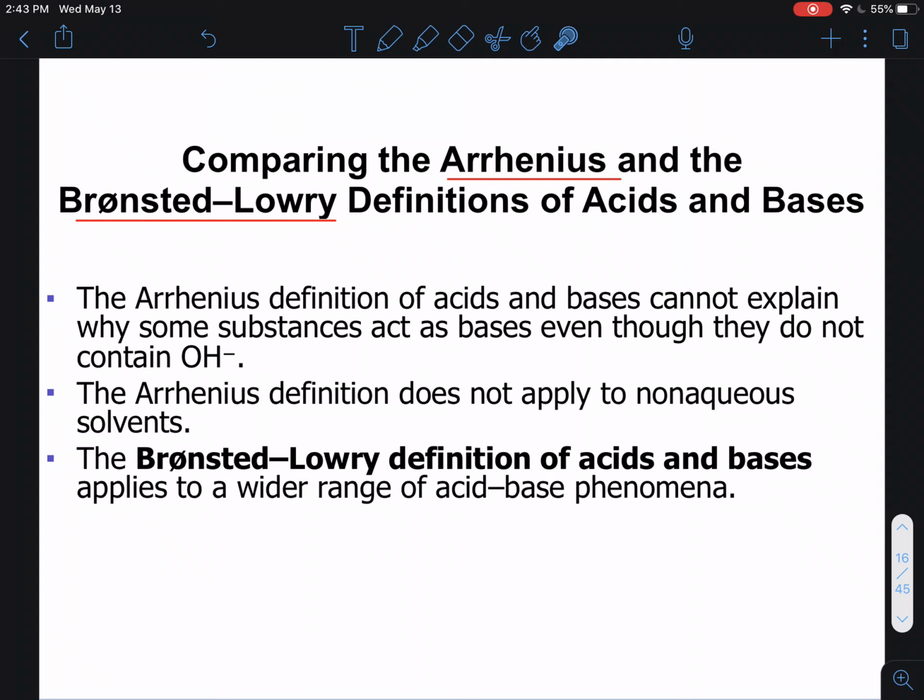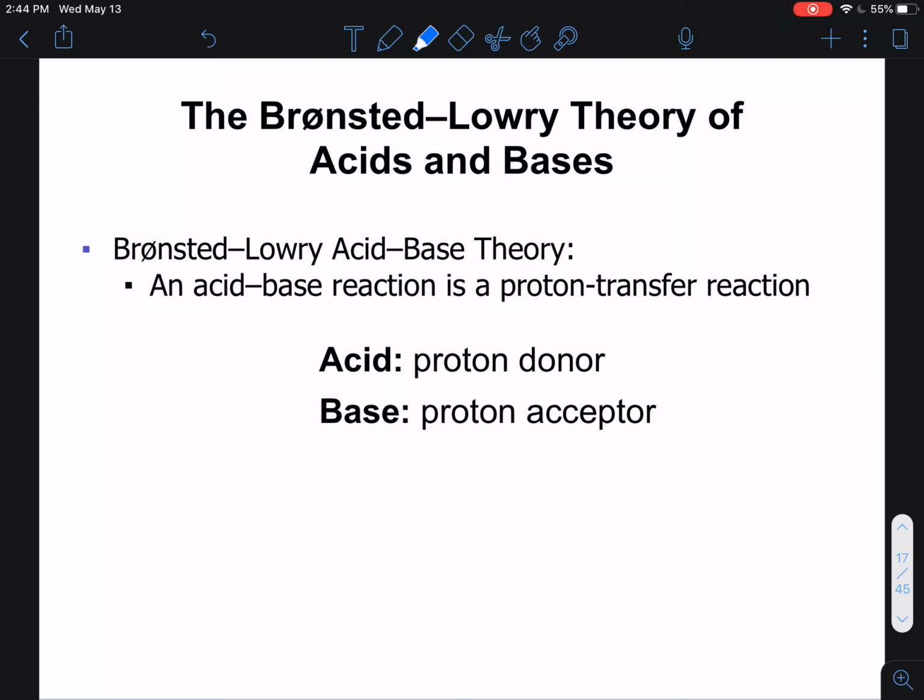The other kinds of acids and bases are Bronsted-Lowry acids and bases. This encompasses a wider range of acid-base phenomena, and it expands into non-aqueous solvents, whereas Arrhenius acids and bases were always in aqueous solutions. In the Bronsted-Lowry theory, an acid is a proton donor, so it still generates H+. But the difference is a base is a proton acceptor, so it's anything that gets protonated by an acid.